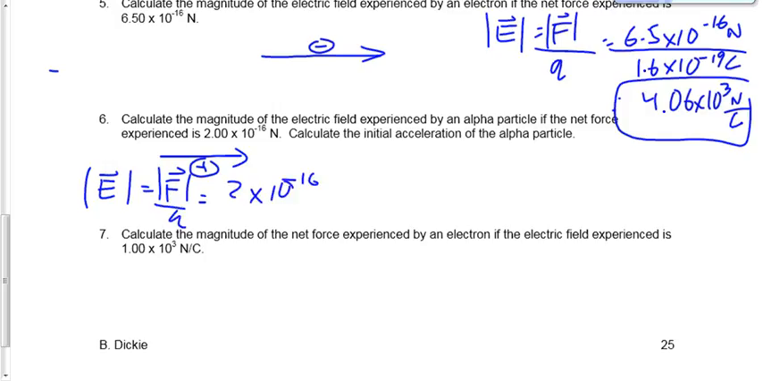And the charge of the alpha particle, where do we find that? Yeah, go to your data sheet. When you do, you find that it's 2e, 2 times the elementary charge, or 3.2 times 10 to the minus 19 coulombs. We do the math there, works out to be 625 newtons per coulomb, sorry, newtons per coulomb I should say, for my electric field strength.